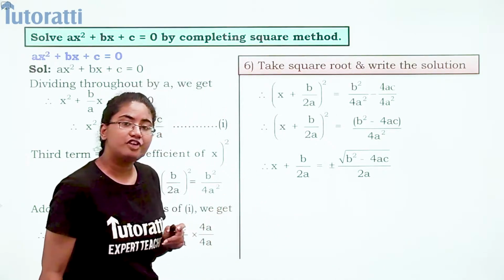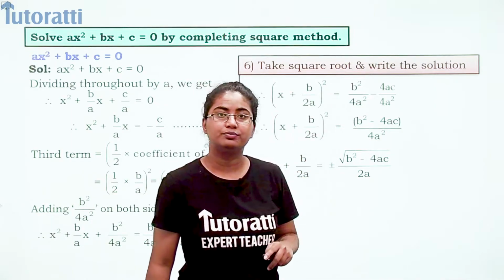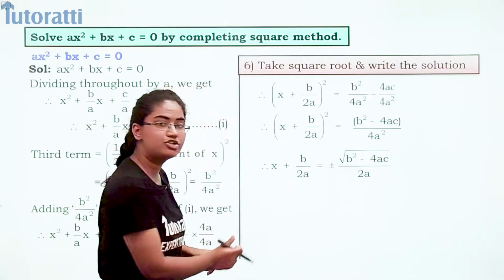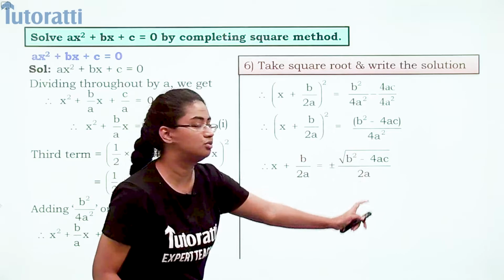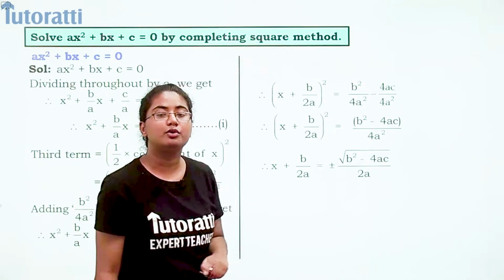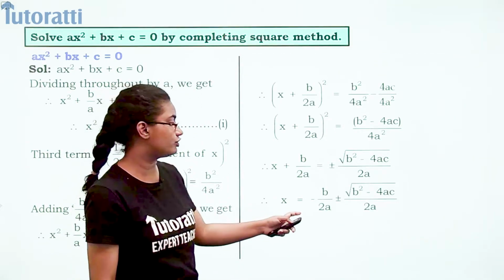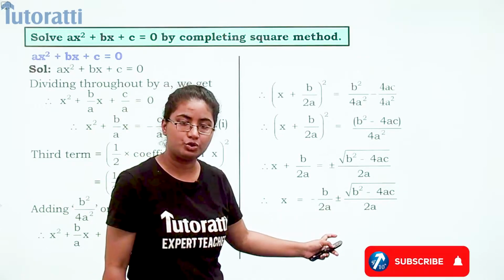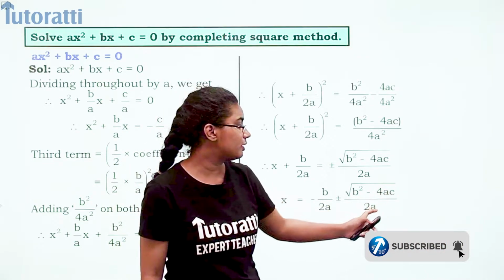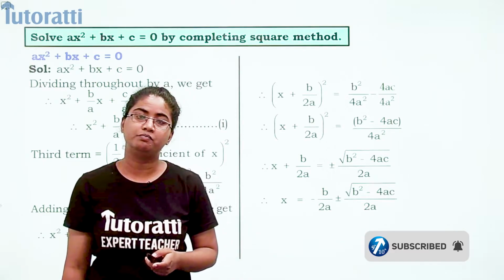But we need the value of x. We need to write down the solution. So to get the value of x, we will shift the constant onto the other side. So when we do that, what happens? We have x is equals to minus b upon 2a plus or minus root b square minus 4ac upon 2a.